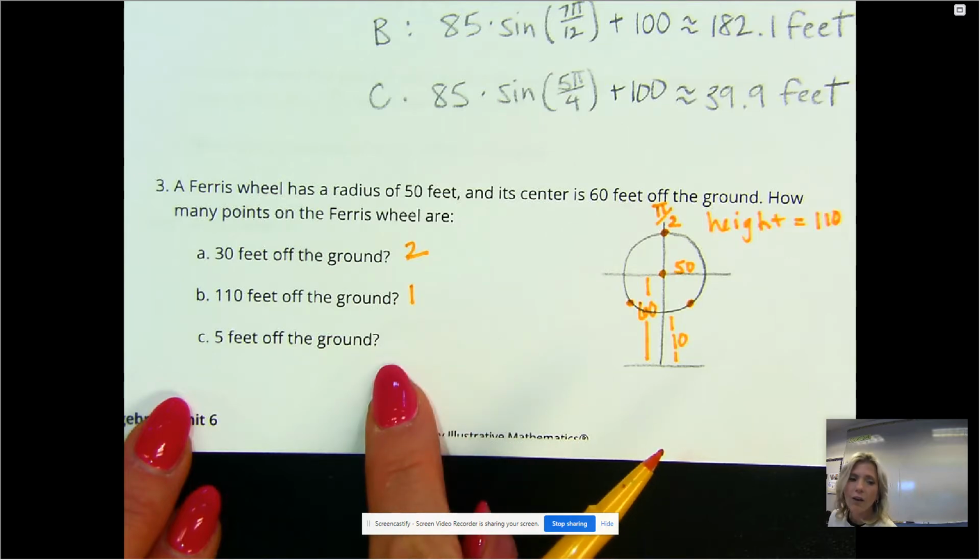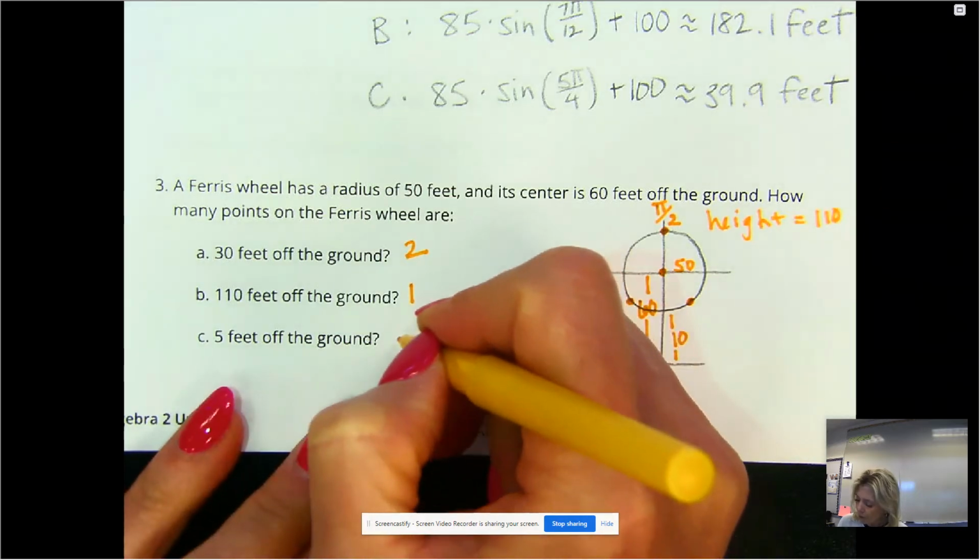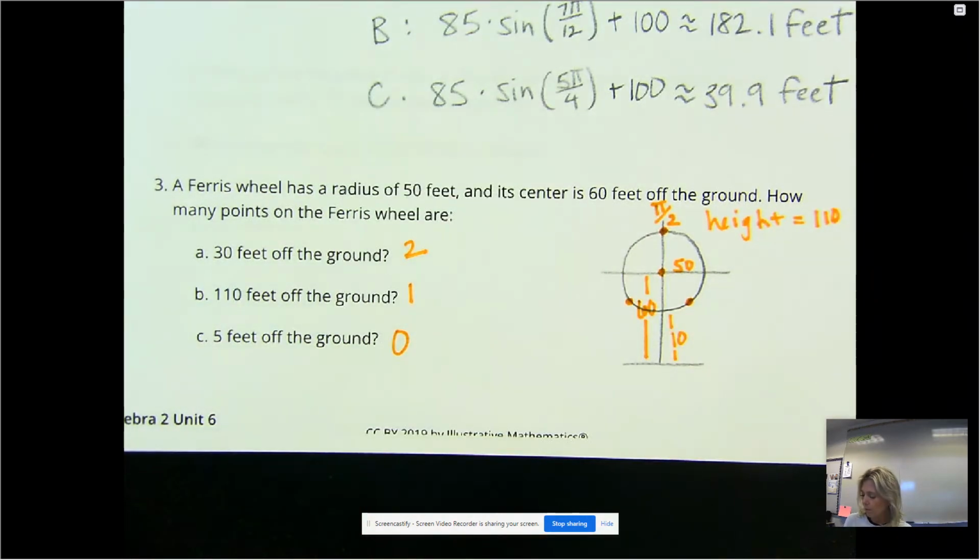And then 5 feet off the ground, hopefully never, because that would mean someone fell off the Ferris wheel, since this is at a height of 10. So I'm going to write 0 there.